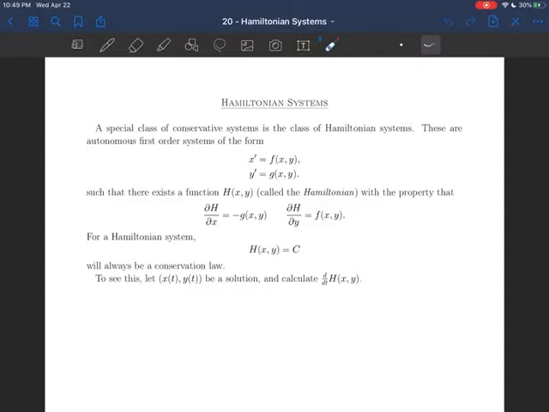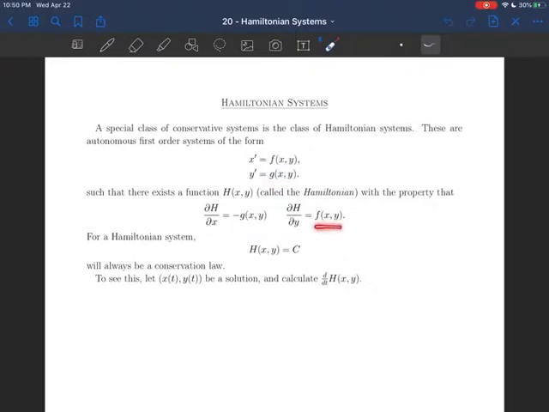So let me just give you a warning now. You should be getting some very strong sense of deja vu very soon for exact equations. It's going to seem very much like exact equations. There's a strong connection here. So this is going to be a common theme. All right.